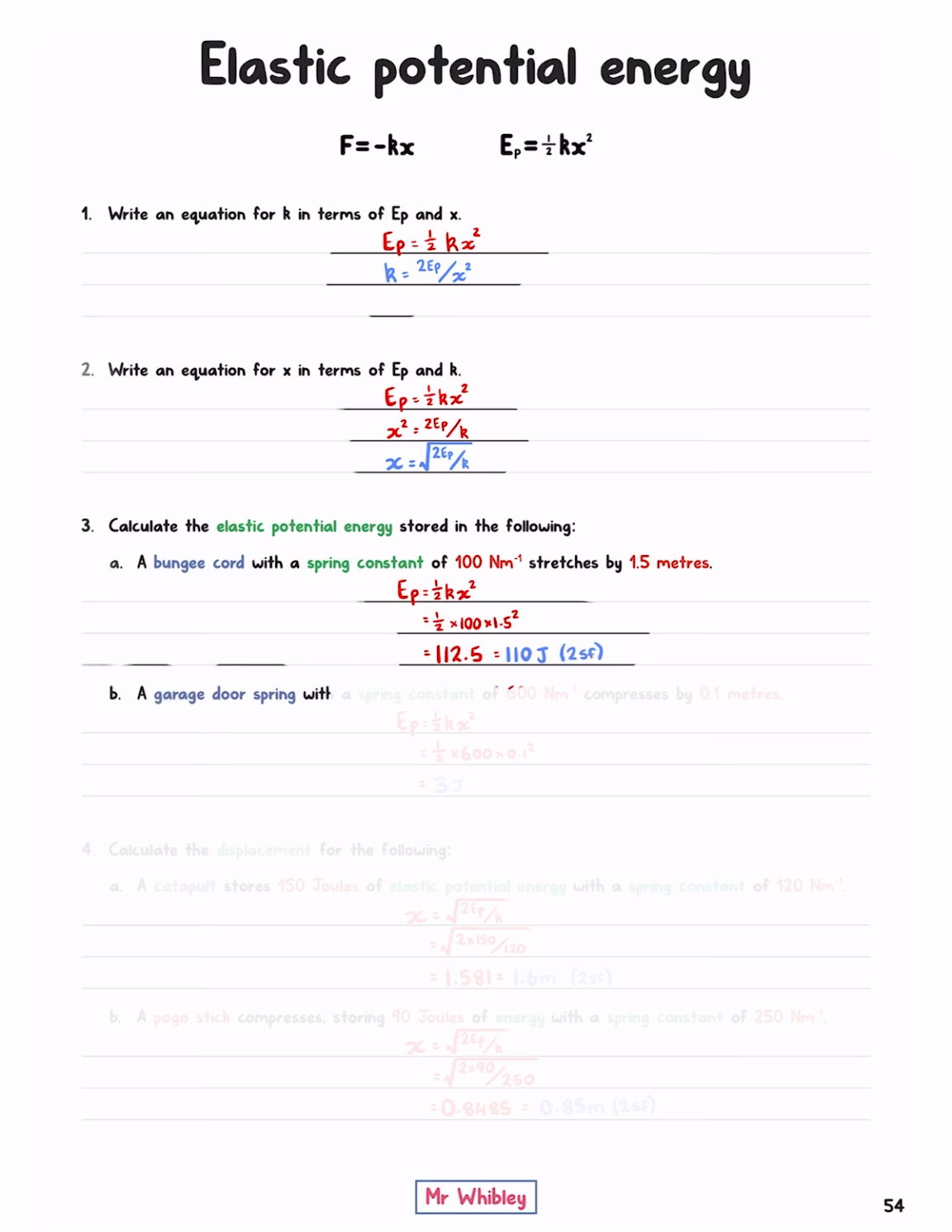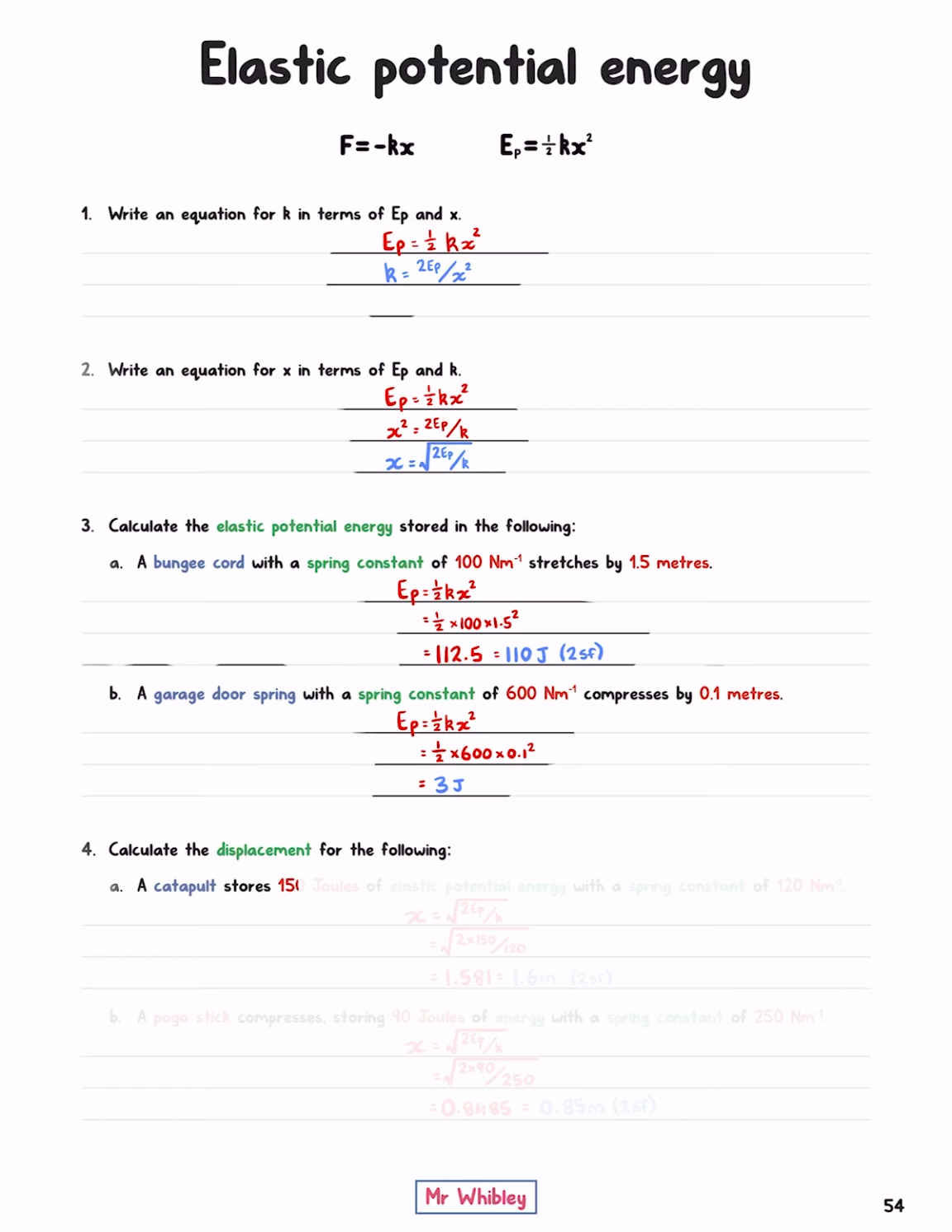A garage door spring with a spring constant of 600 newtons per meter compresses by 0.1 meters. Starting again with our potential energy equation, we have both our K and our X values, which gives me 3 joules. Question 4. Calculate the displacement for the following.